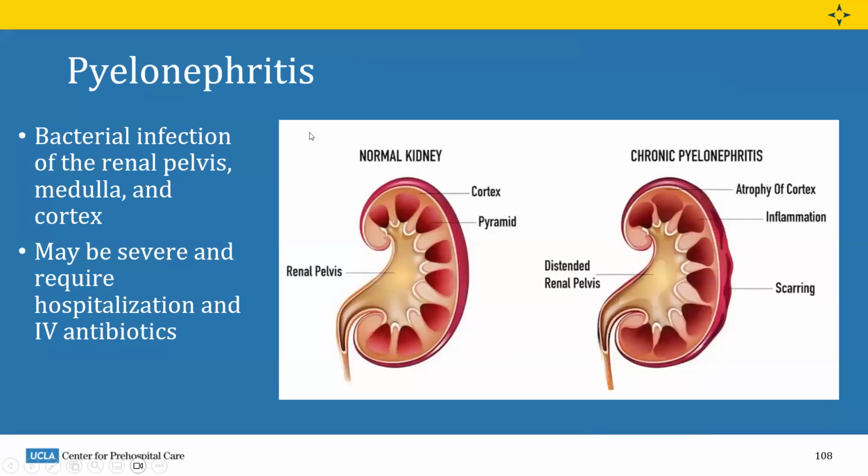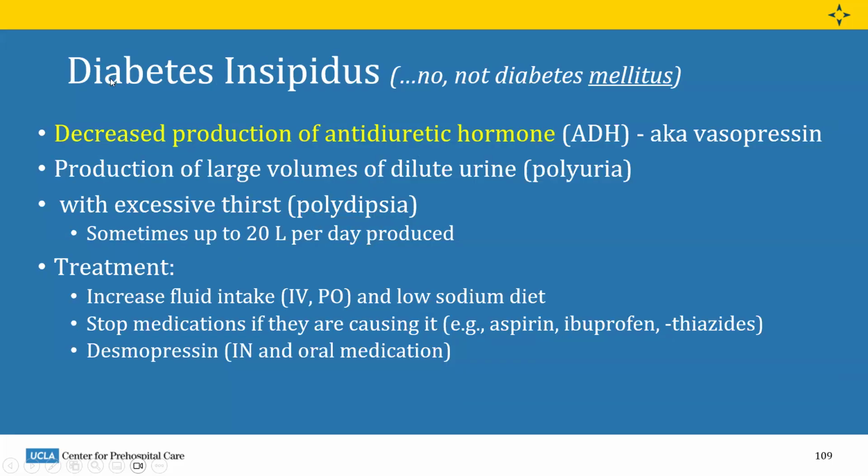So what are some kidney disorders we can see? There's pyelonephritis, and when you see "itis" you can think of inflammation or infection. This infection impacts the pelvis, medulla, and cortex. It can be really problematic and require IV antibiotics and even hospitalization. So treatment is with antibiotics.